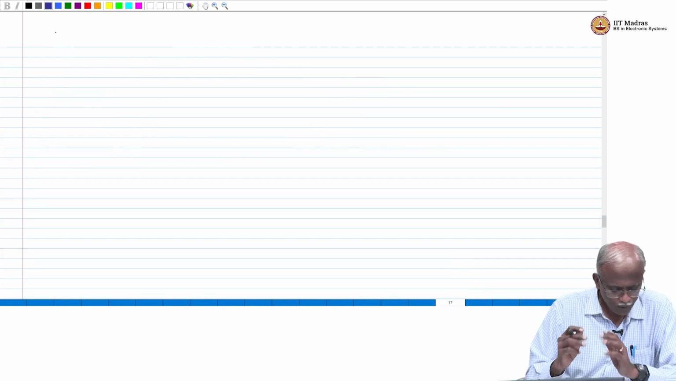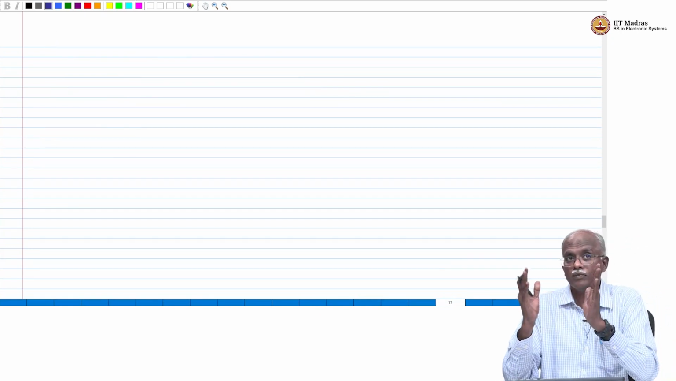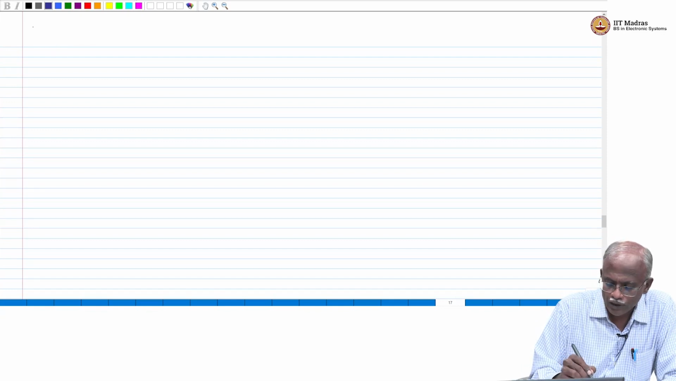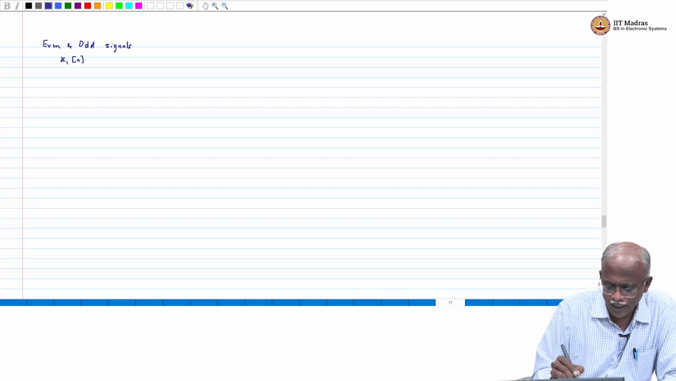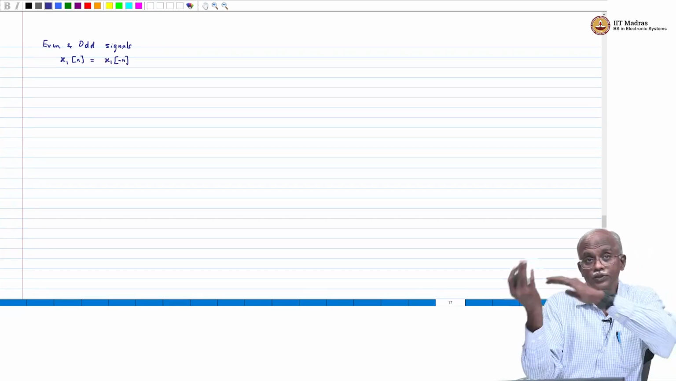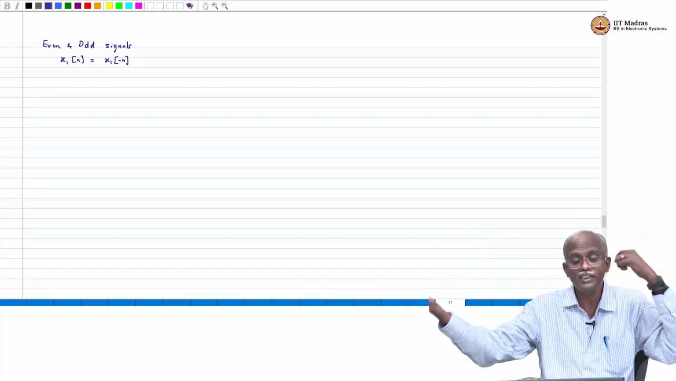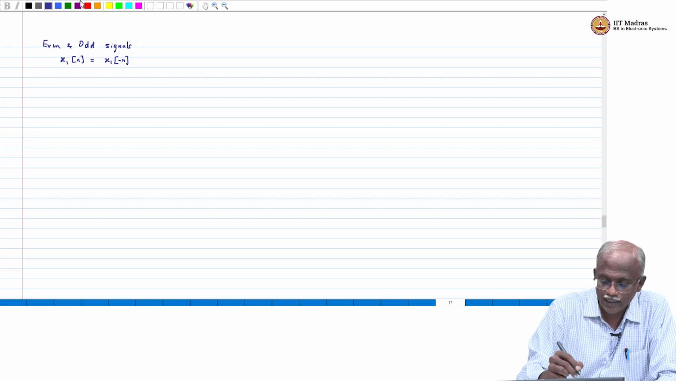Now, if you remember, we defined even and odd signals. So this is the topic of even and odd signals. We defined an even signal as one which satisfies the property x1 of n is equal to x1 of minus n. So you change the argument: x of 2 is the same as x of minus 2, x of 3 is the same as x of minus 3. This is the condition for an even function.